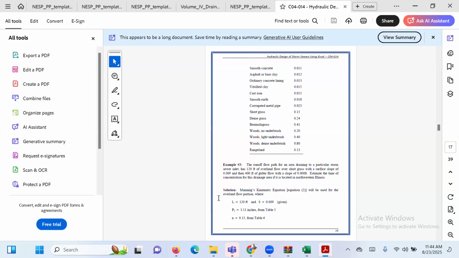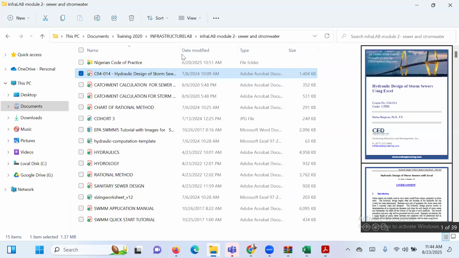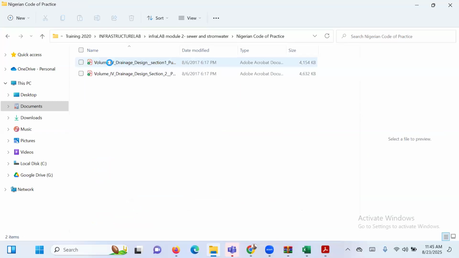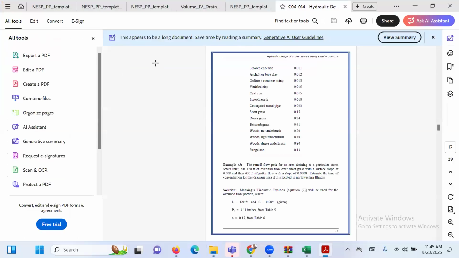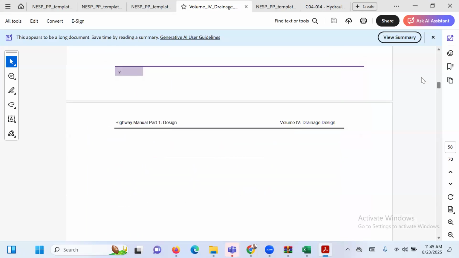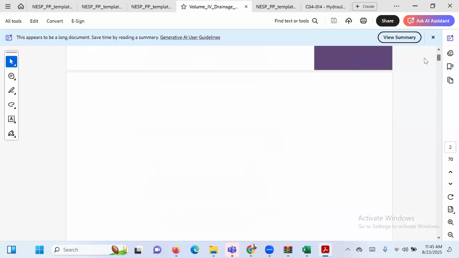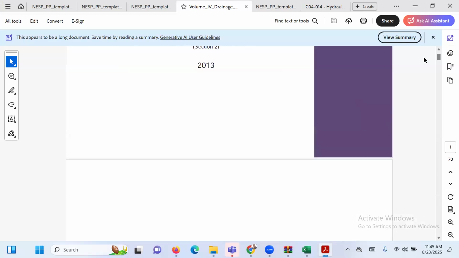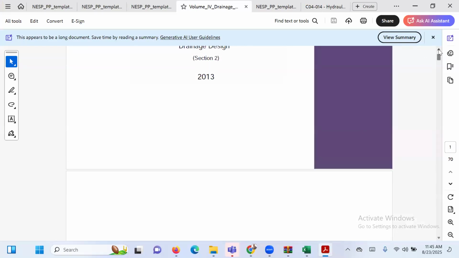So once again, let me explain. Let me use this to close. These are the core materials you need to excel in this course. One is the Nigerian Code of Practice. If you are doing anything with runoff, rainfall, you must have this code of practice. This code of practice, like I said, is something that I look at. This is from the Federal Government of Nigeria. It was developed in 2013 by the Federal Ministry of Works.